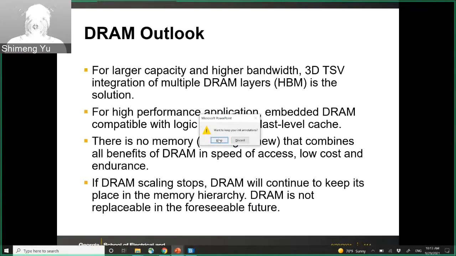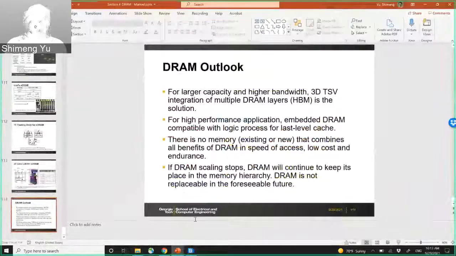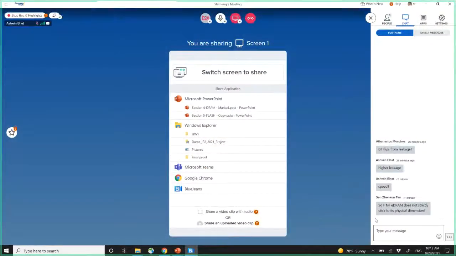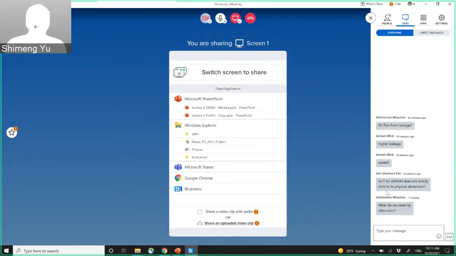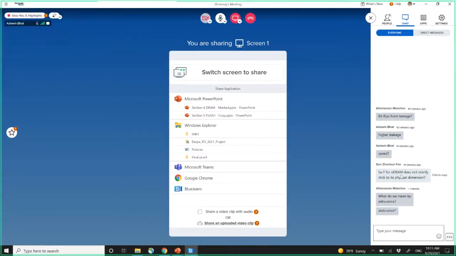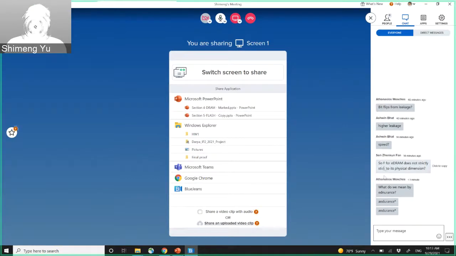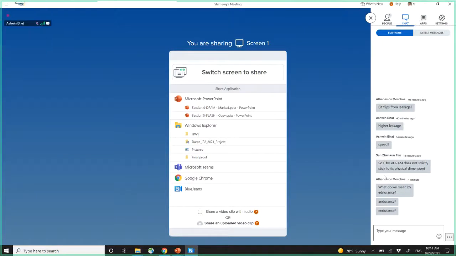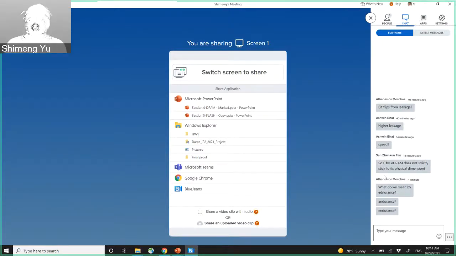Any questions on this DRAM section? There's one question: for the eDRAM, F does not strictly stick to the physical dimension. Here, in the slides we use the technology node to normalize the eDRAM density. So the F is the same as the technology node in our slides, so it does not correlate with the physical dimension. That is true.